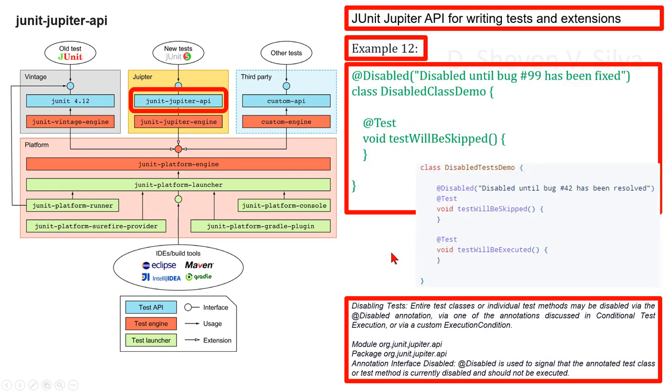Now we are considering disabling tests. The entire class or individual test methods may be disabled via the @Disabled annotation, via one of the annotations. The annotation interface Disabled, in package org.junit.jupiter.api in module org.junit.jupiter.api: @Disabled is used to signal that the annotated class or test method is currently disabled and should not be executed.